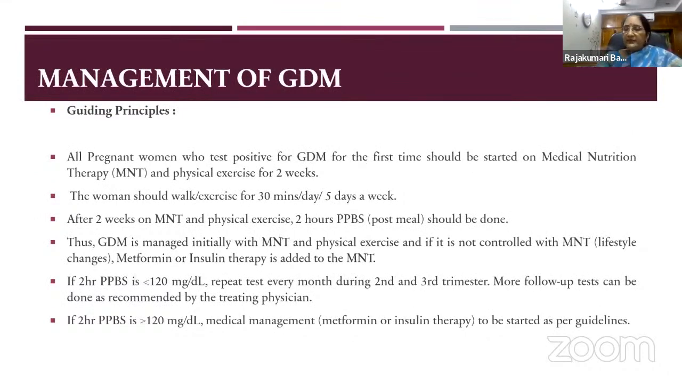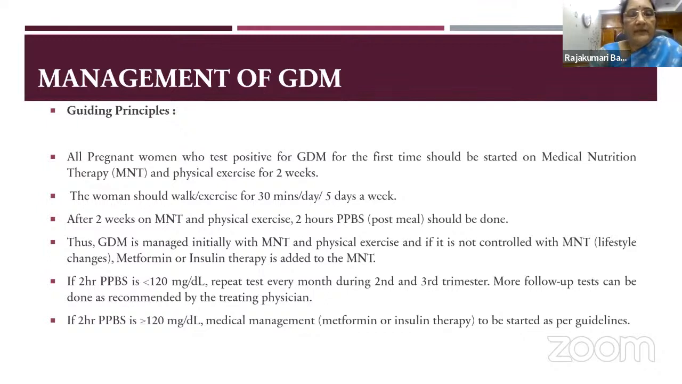Management of GDM. The objectives of the management are to ensure optimal glycemic control during pregnancy and labor and prevent fetal and maternal complications. All pregnant women who test positive for GDM for the first time should be started on medical nutrition therapy and physical exercise for 2 weeks. The exercise should be for 30 minutes a day, 5 days a week.